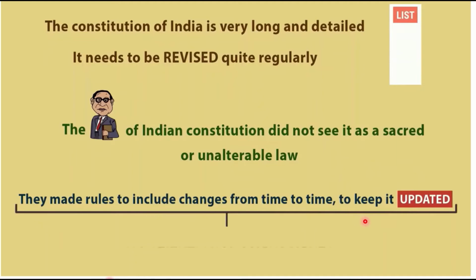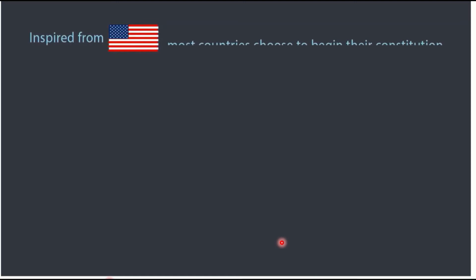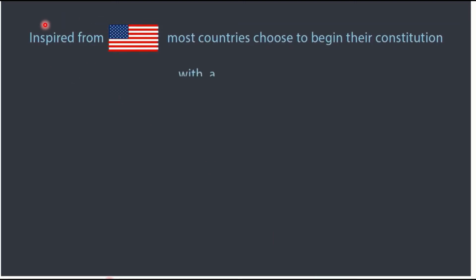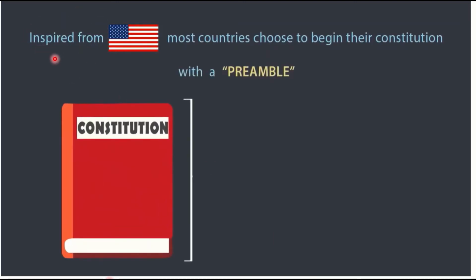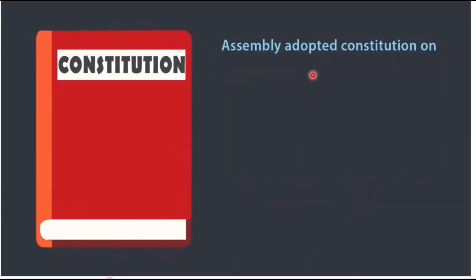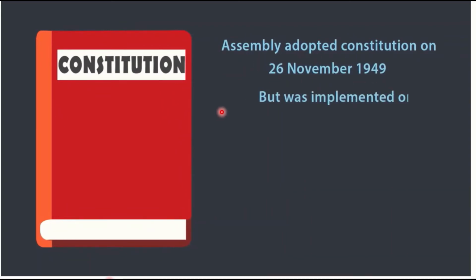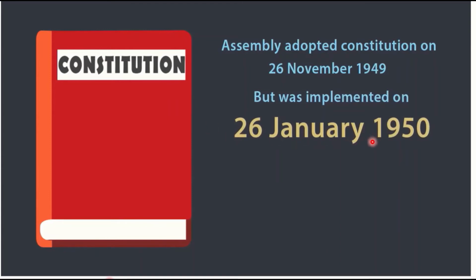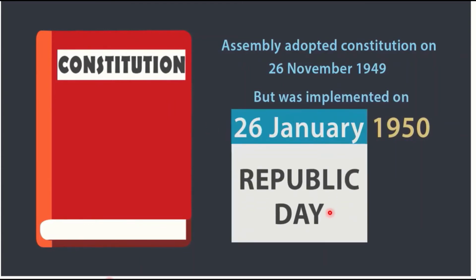Inspired by America, most countries choose to begin their constitution with a preamble. The preamble is basically a short statement of the constitution's basic values. The Assembly adopted the Constitution on 26 November 1949, but it was implemented on 26 January 1950. To mark this day, we celebrate Republic Day every year.